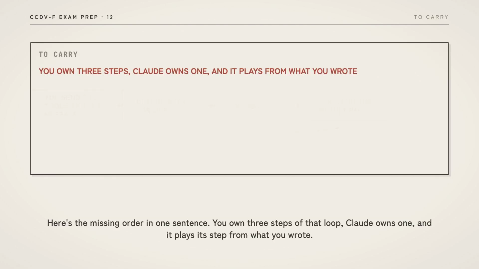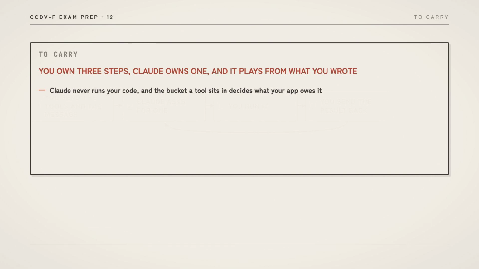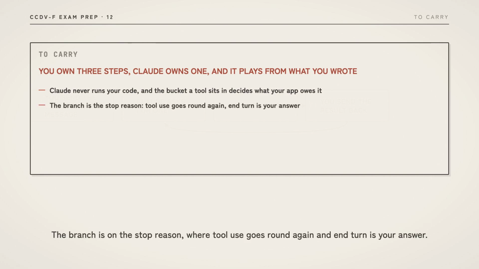Here is the missing order in one sentence. You own 3 steps of that loop, Claude owns 1, and it plays its step from what you wrote. Claude never runs your code, and which of the 3 buckets a tool sits in decides what your app owes it. The branch is on the stop reason, where tool use goes round again and end turn is your answer.